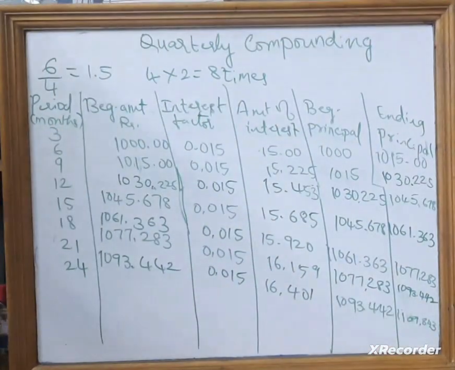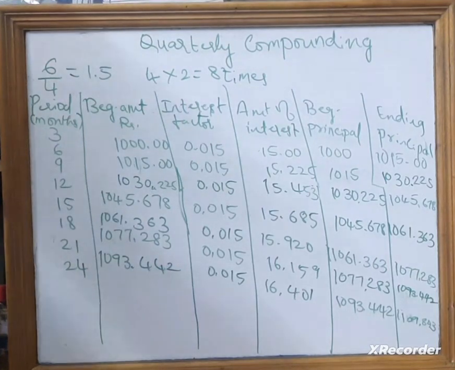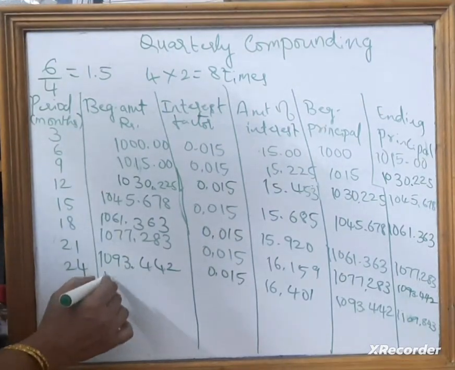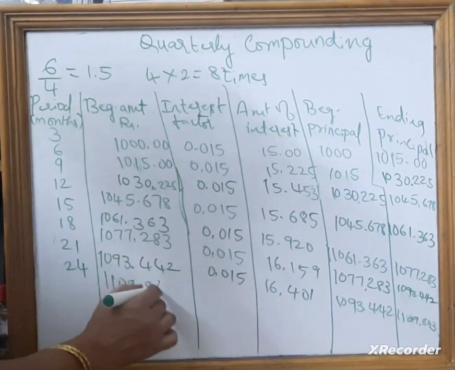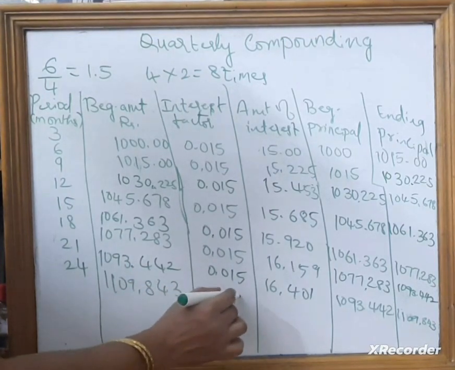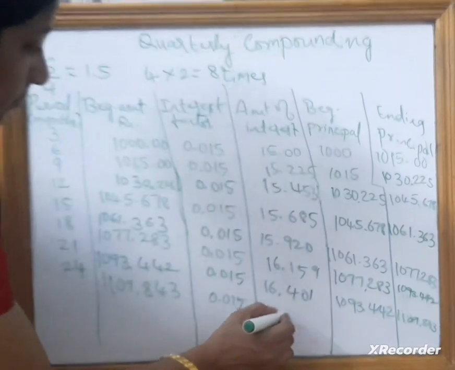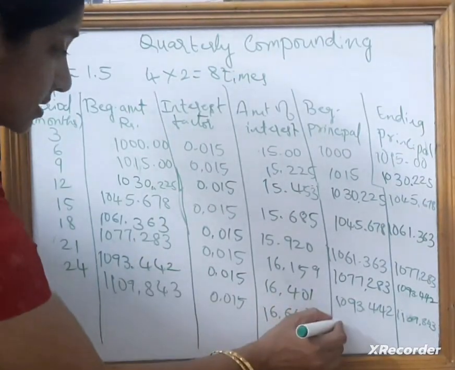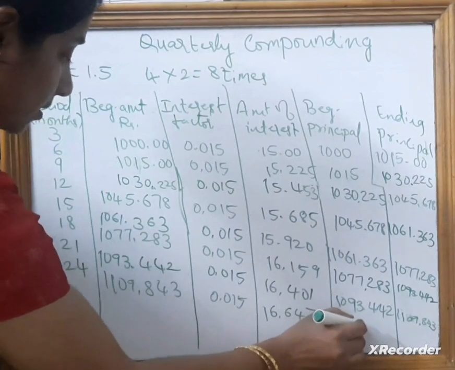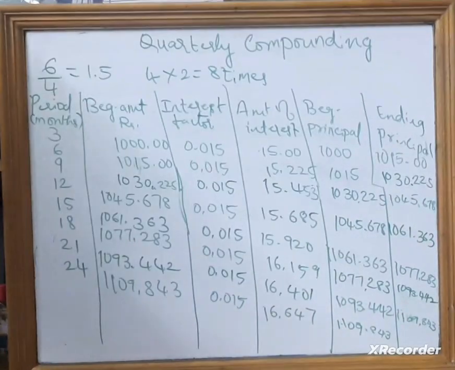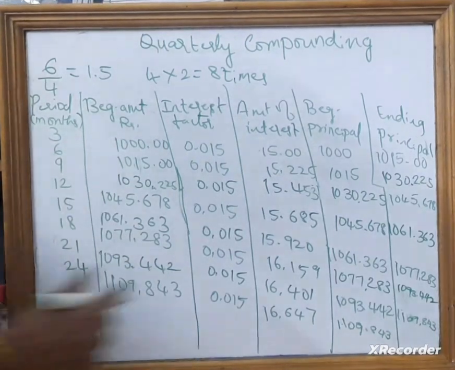Beginning of the 22nd month, 1109.843. Interest 0.015. Interest on 1109.843 is 16.647. The beginning amount is 1109.843 and the ending principal amount at the end of the second year, or 24th month, is 1126.490.